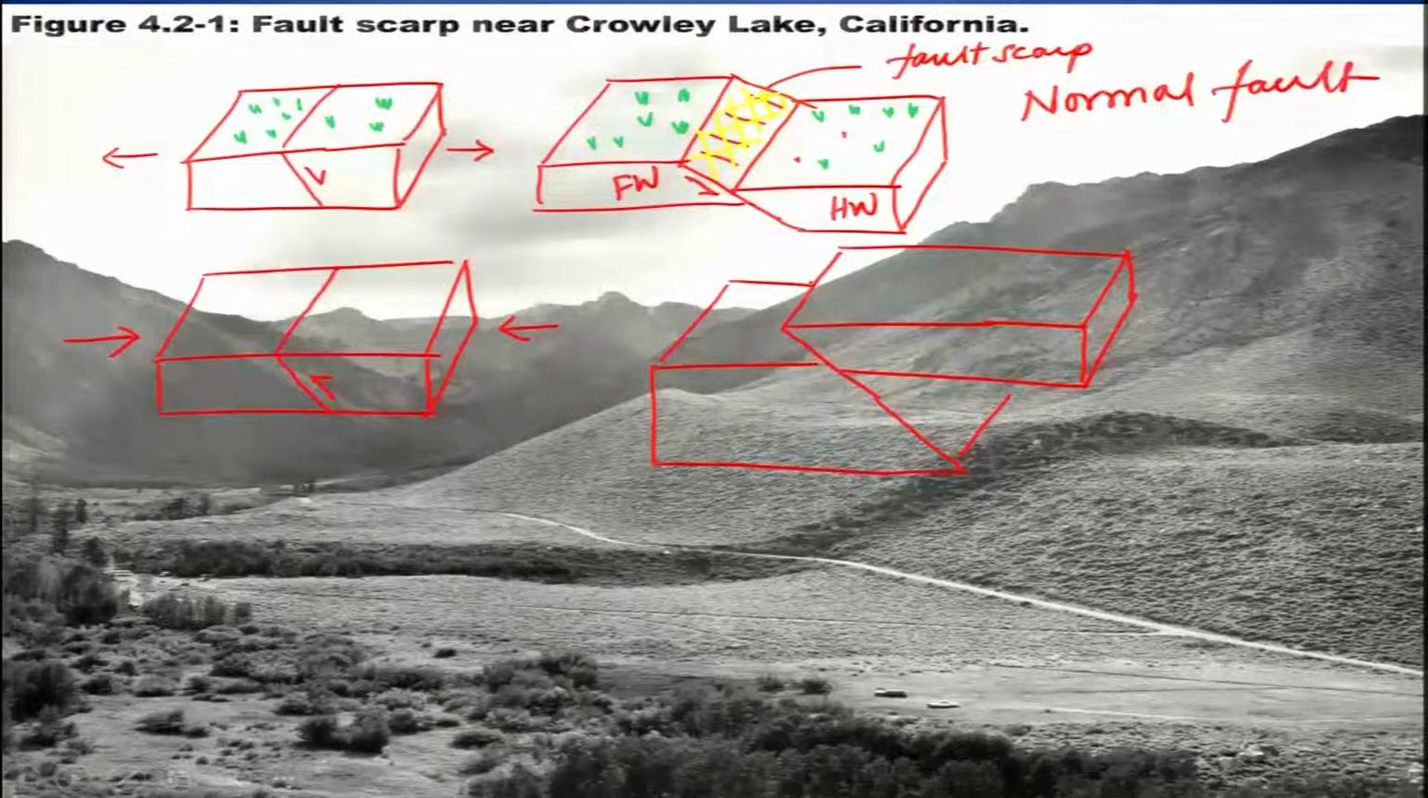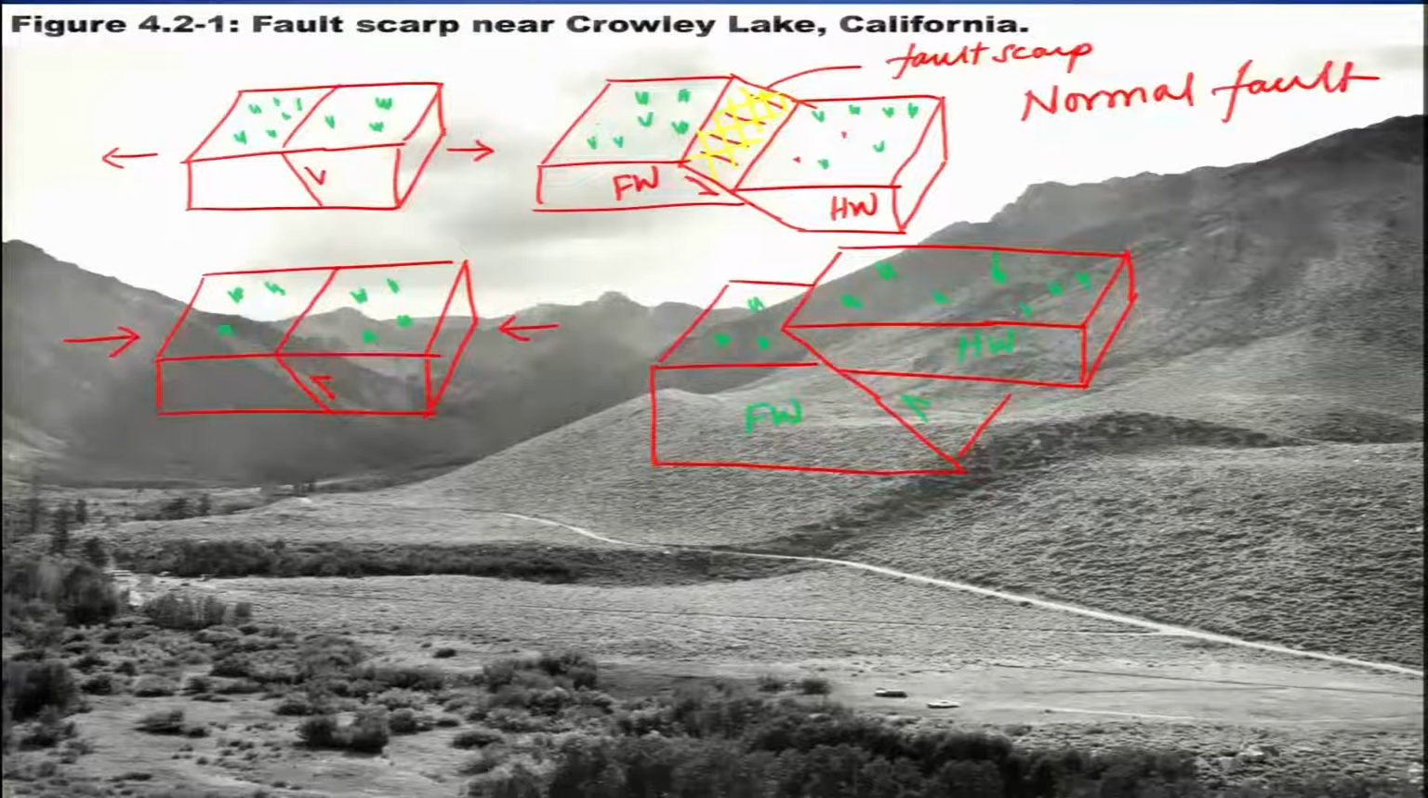Now what has happened here is that, again, I'll just put the surface. So this is your surface here. This surface has moved up. So this block has moved up. So this is your hanging wall and this is your foot wall.